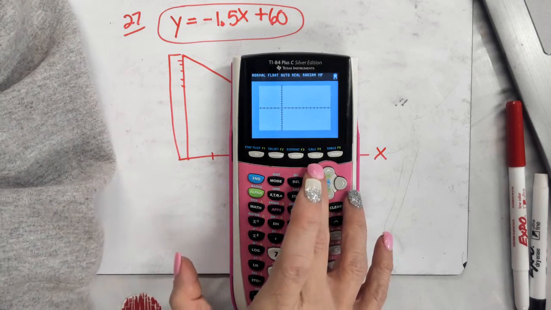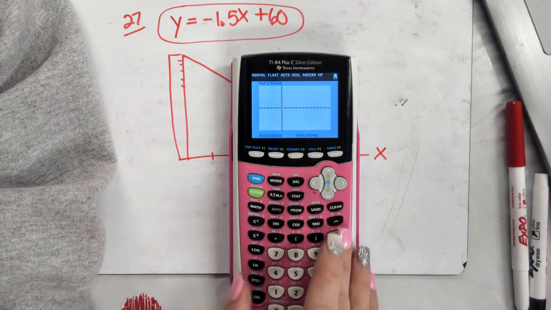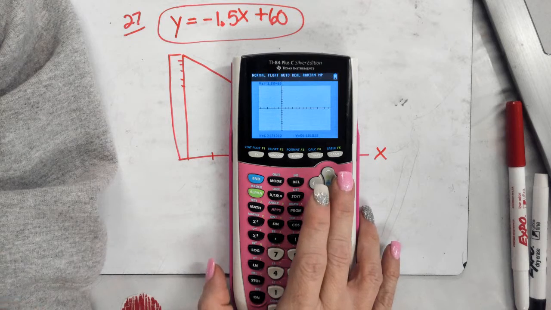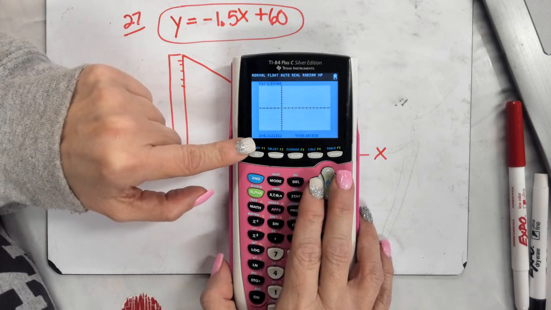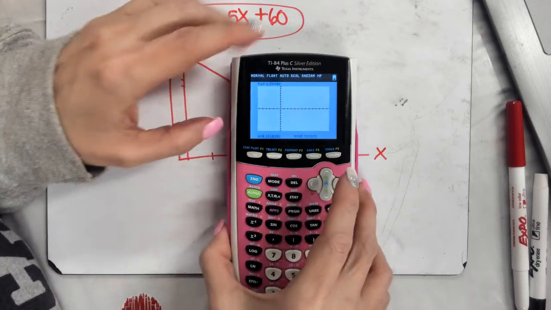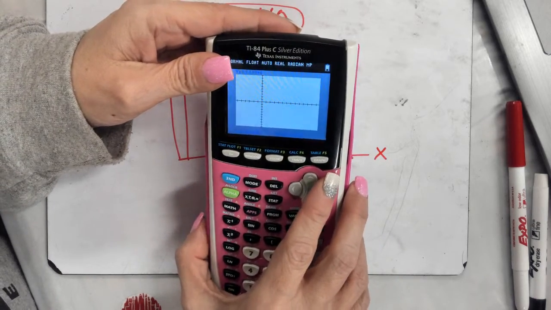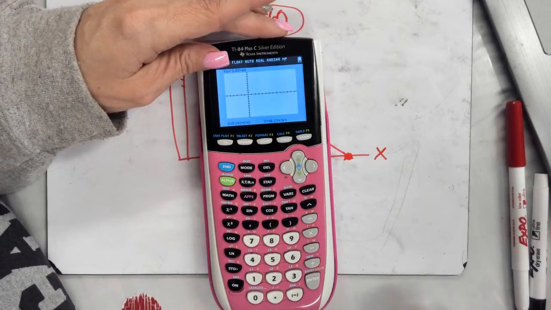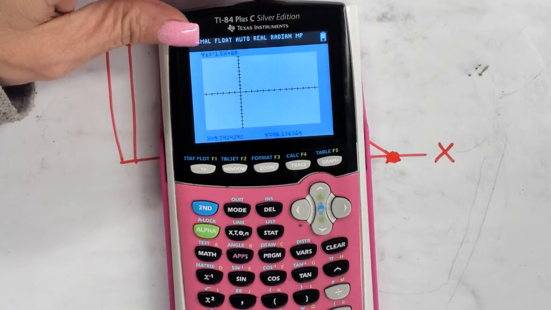I can't see it, so I'm going to hit the word trace, and I'm going to start moving this over. I want to know when the x is 0. I don't like that I can't see it. Oh, sorry, not the x. I want to know... Oh, that's why. Look at that. Okay, so let me zoom in here and show you what I'm doing.